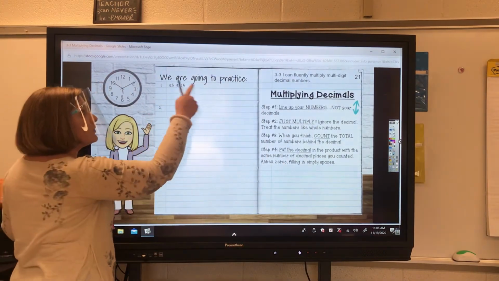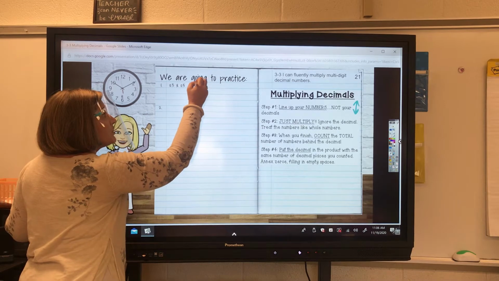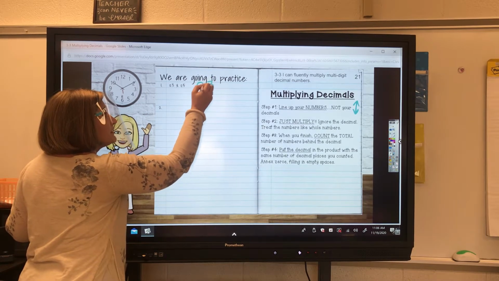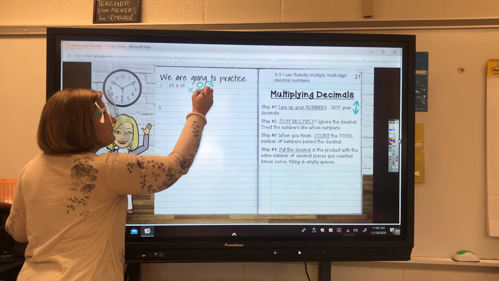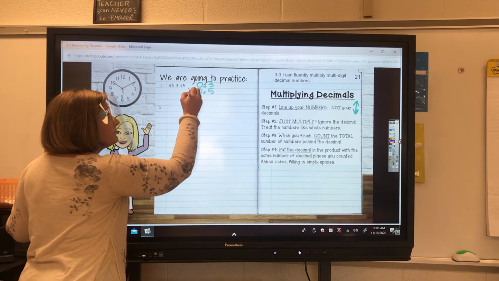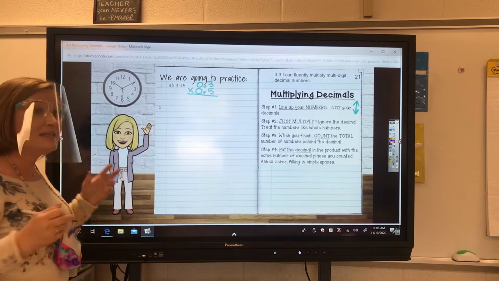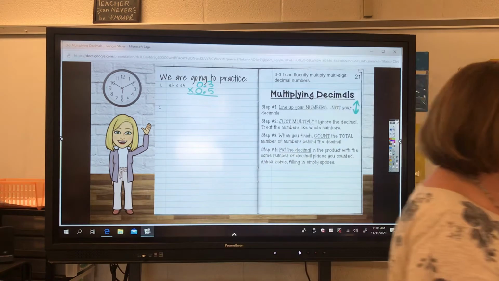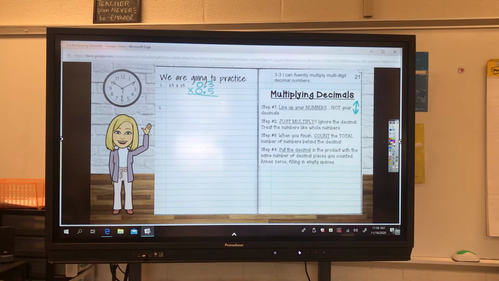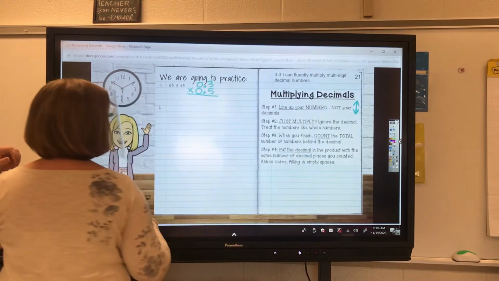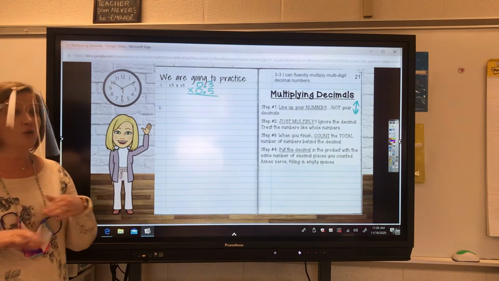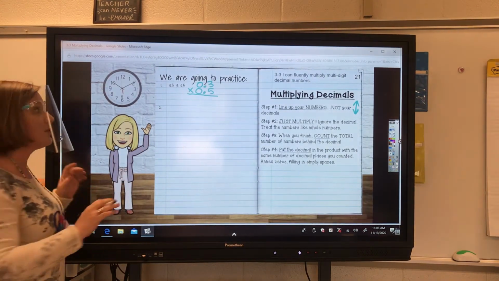So I'm going to rewrite this over here so that I have 3/10 times 5/10. Right now, my decimals line up, but I did not do that intentionally. You line up your numbers, okay? Now what are we going to do? Multiply. Just multiply. Ignore the decimals and just multiply.